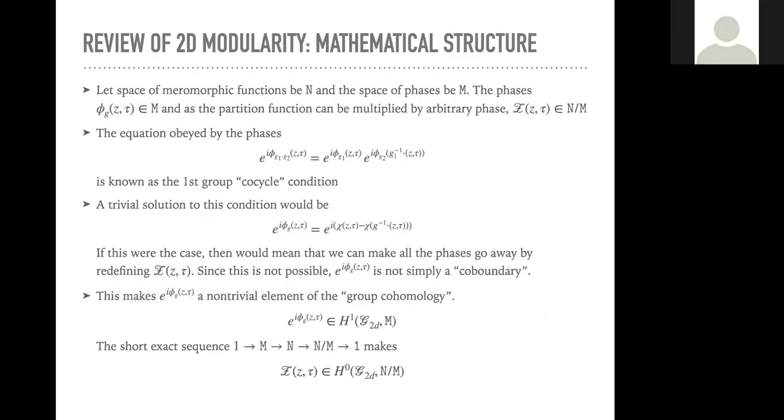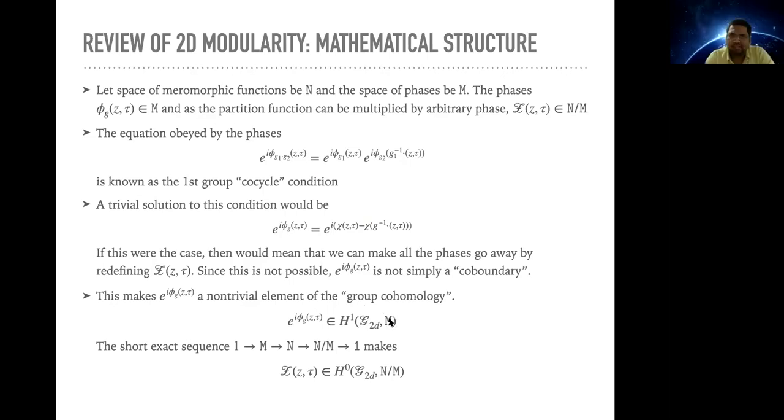I have one question. Yes. So this N is a space of meromorphic functions, which is infinite dimensional, right? Yes. M is also a space of phases. Is it also infinite dimensional? Yes, it is infinite dimensional. And how about N mod M? Yeah, it's also infinite dimensional. Okay, so it's an infinite dimensional group cohomology? No. The group of the group cohomology is this guy here. That's the group part of this, and this is just the coefficient.